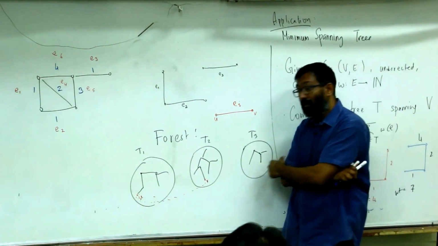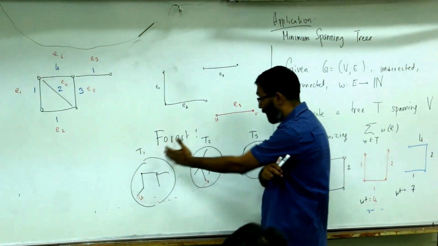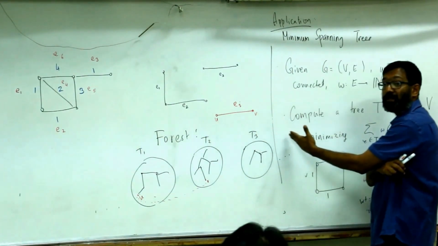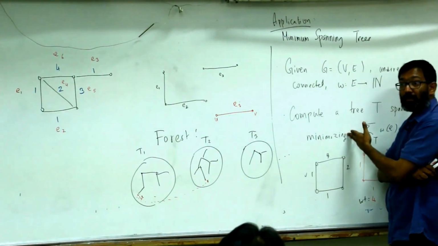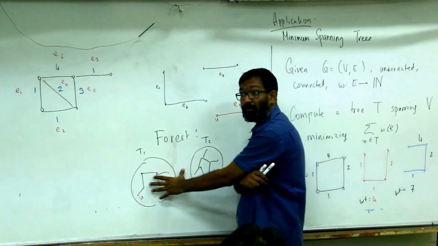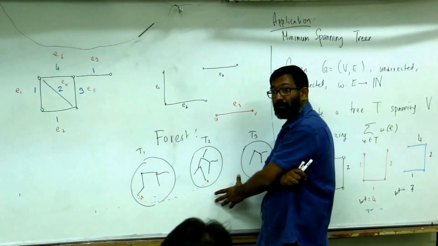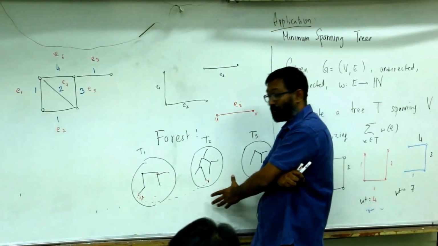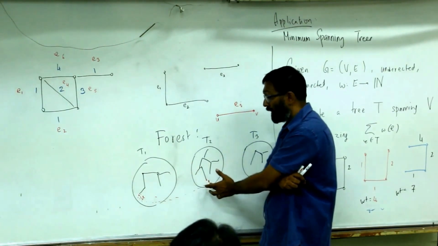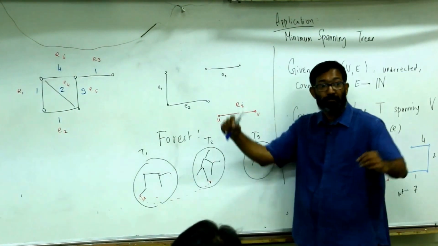And now what is the forest? The forest consists of all of these trees, T3, T4 and so on, but we have a new tree which is T1 union T2. We've created a new tree by connecting these two trees by an edge.